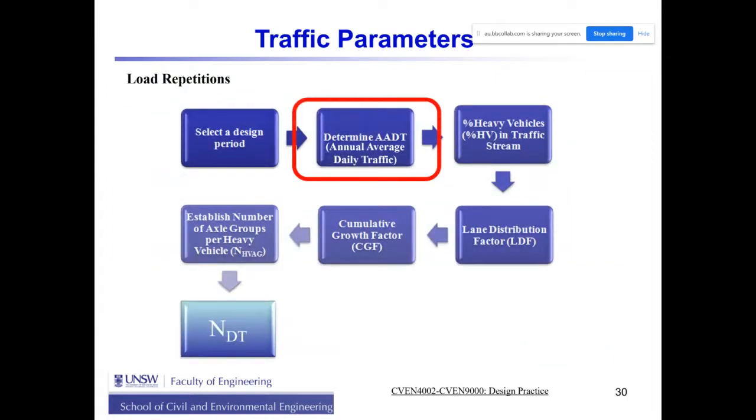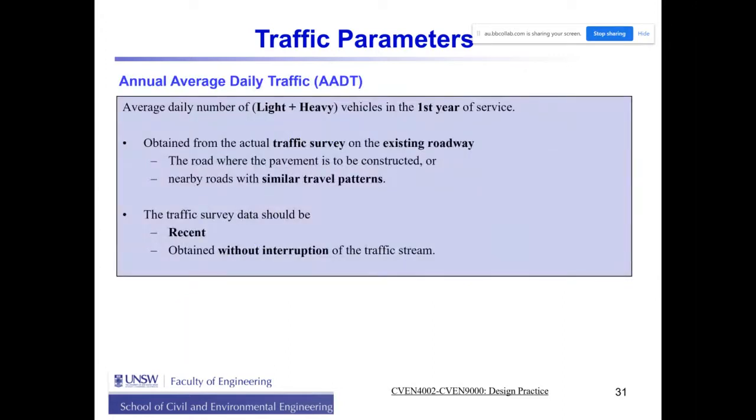The second term is annual average daily traffic. The annual average daily traffic is the average daily traffic that we are talking about, and it contains both the light and heavy vehicles. It is coming from the traffic survey, right? So we need to conduct a traffic survey to determine this AADT. This daily traffic is for the first year of service of the road.